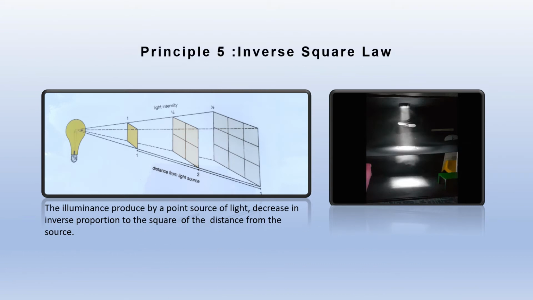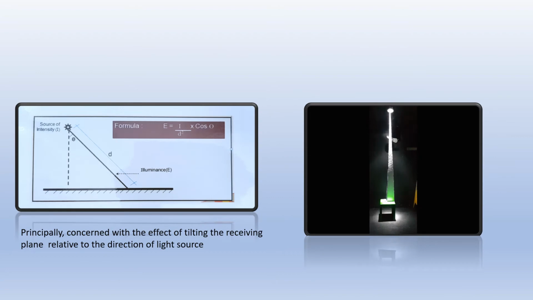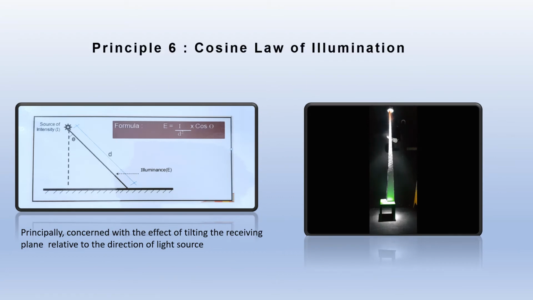So principle 5, inverse square law. The illuminance produced by a point source of light decreases in inverse proportion to the square of the distance from the source. Principle number 6, cosine law of illumination. It principally concerns the effects of tilting the receiving plane relative to the direction of the light source.